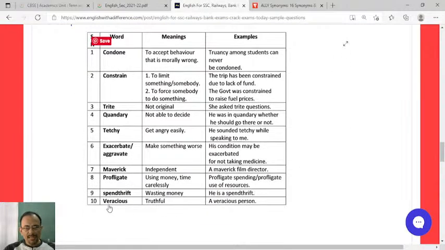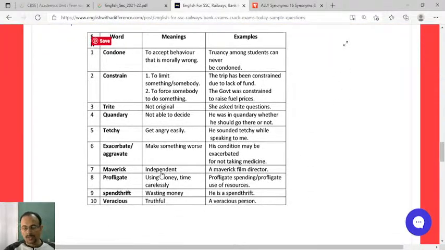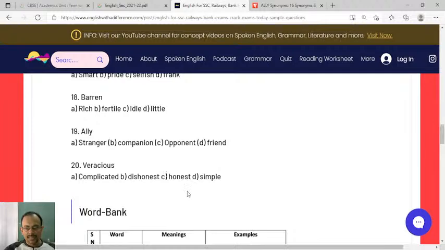Veracious, see, I've written here the meaning: truthful. Veracious means truthful. A veracious person is a very truthful person. Now I have given you a hint. Tell me which one should be the answer. Is it complicated? Is it dishonest? Is it honest or simple? You have to find the opposite word, but the meaning of veracious is truthful. Very simple, right? So what should be the answer? Very good, dishonest. Absolutely correct.